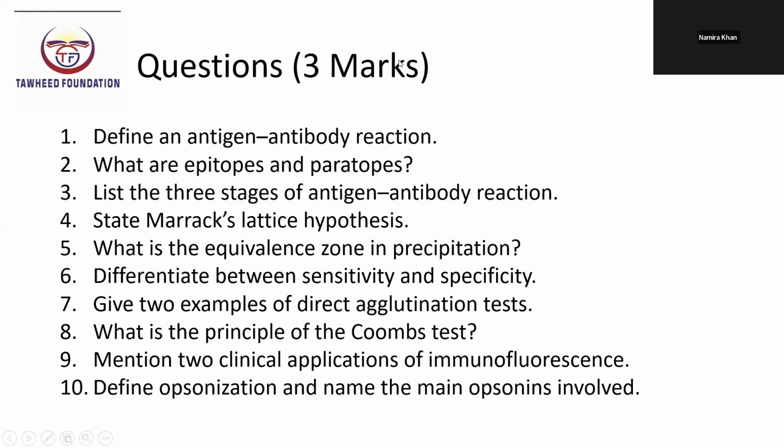For the question part, for 3 marks: First, define an antigen antibody reaction. Second, what are epitopes and paratopes? Third, list 3 stages of antigen and antibody reaction. Fourth, state Marrack's lattice hypothesis. Fifth, what is the equivalence zone in precipitation? Six, differentiate between sensitivity and specificity. Seven, give 2 examples of direct agglutination test. Eight, what is the principle of Coombs test? Nine, mention 2 clinical applications of immunofluorescence. Ten, define opsonization and name the main opsonins involved.